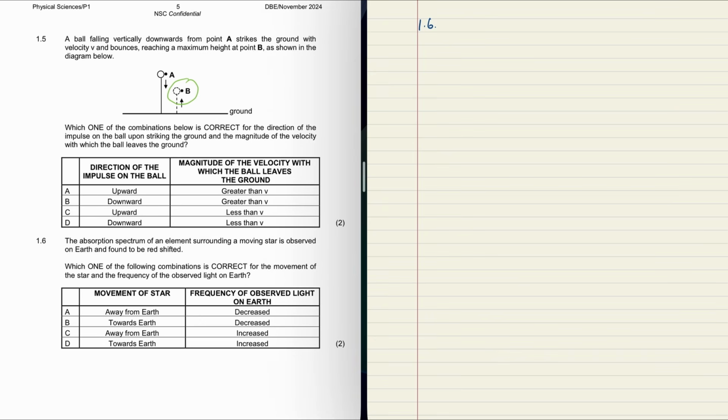Then the frequency of the observed light. So here we have to, well, just remember that red is on the high wavelength end of the spectrum. And because wavelength and frequency are inversely proportional, it's going to have a low frequency. So the answer here is going to be away from Earth and decreased frequency. The answer is going to be A.